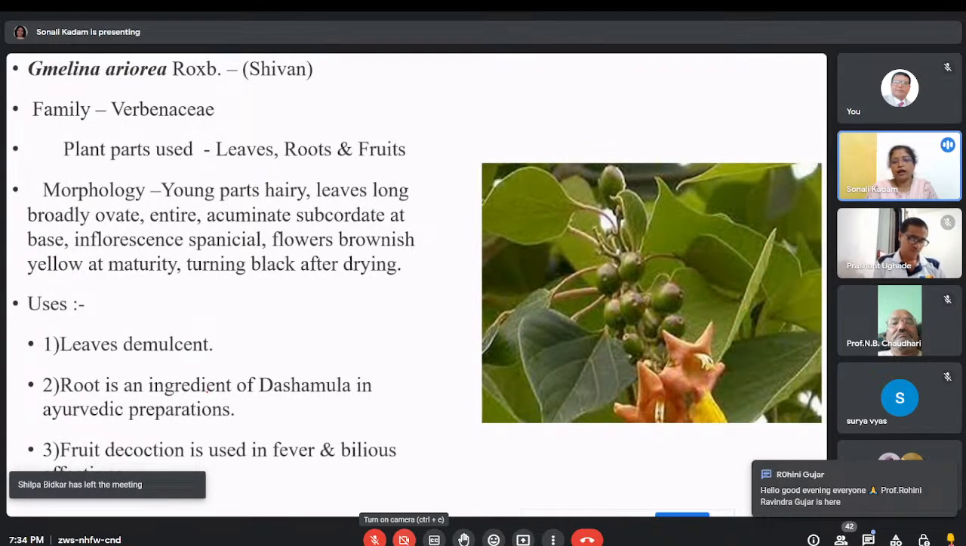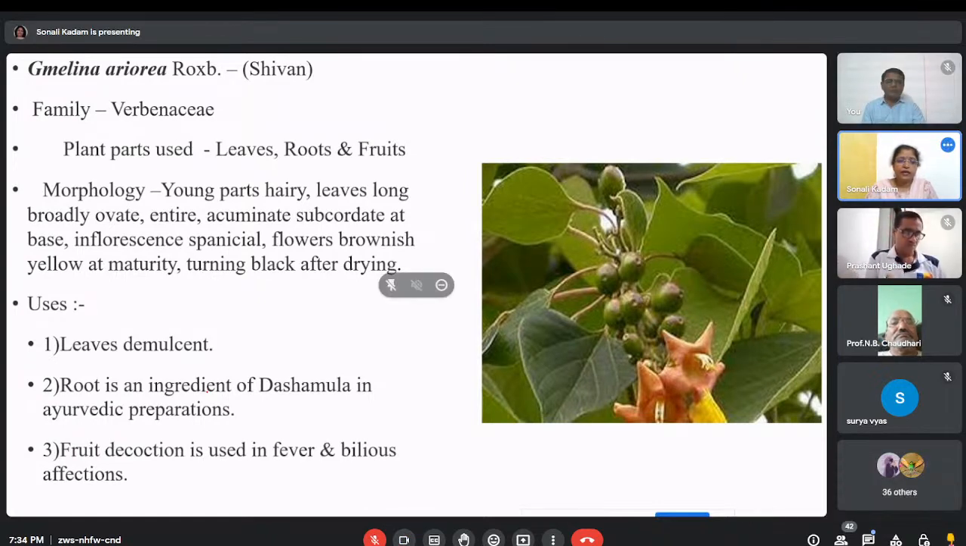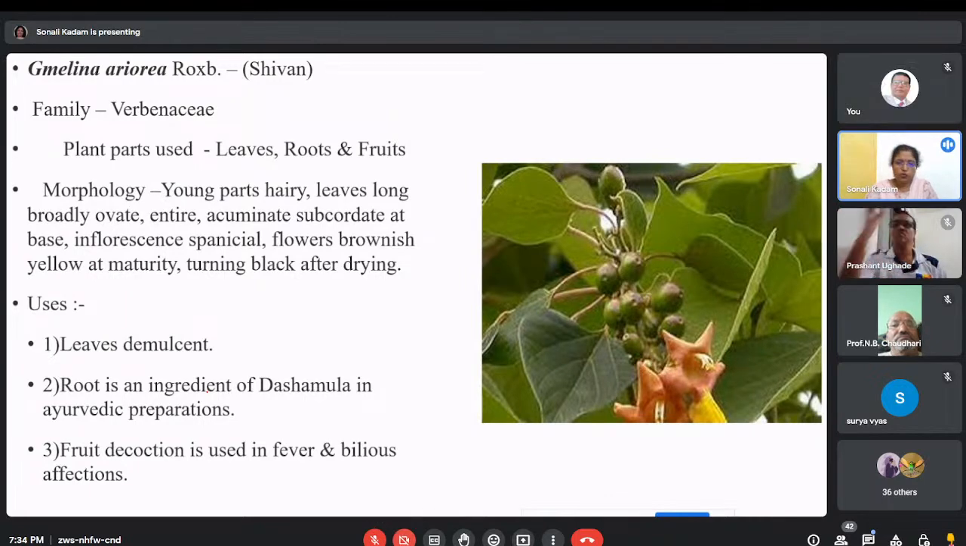Then Shivan. This is one of the plants, again seen mostly in the Konkan areas. That is the Shivan. The roots of these are one of the ingredients in the dashamula. Dashamula preparation is where 10 types of roots are used together. This is one of the plants which is used. The fruit decoction is used in fever and bilious effects.